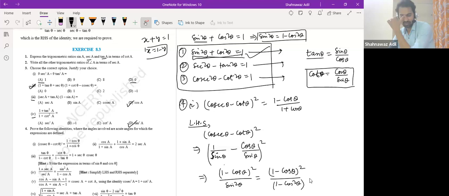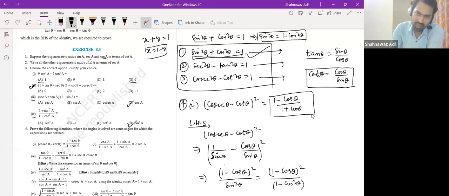We have to cancel it. This question is for you all. How do we cancel? We are not doing anything in the right hand side. We are working in the left hand side, correct? We cannot cross multiply and take terms here and there.